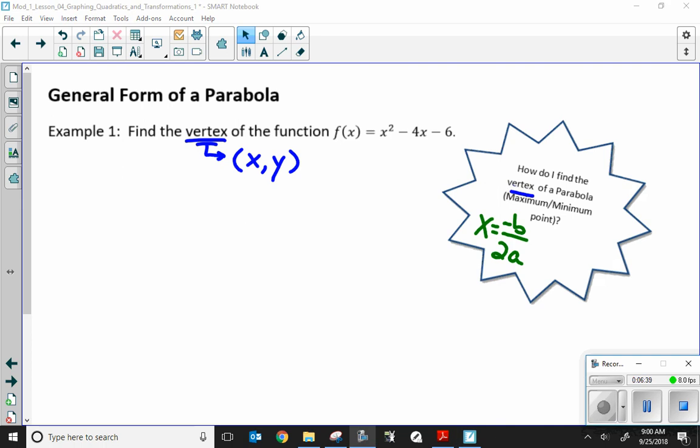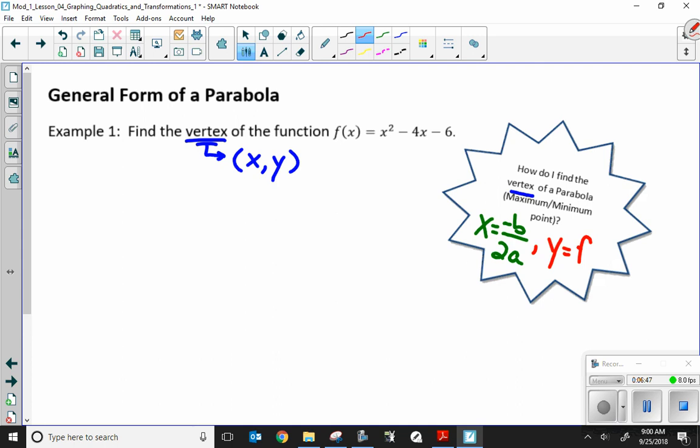So that gives me 1 point. What about my other points? My y. Once I have x, I just plug whatever x is into the equation. And that's how I get my y. All right? So let's go ahead and do that right now with this. You may be saying to yourself right now, I see a b, I see an a. What are those? Where do those come from?